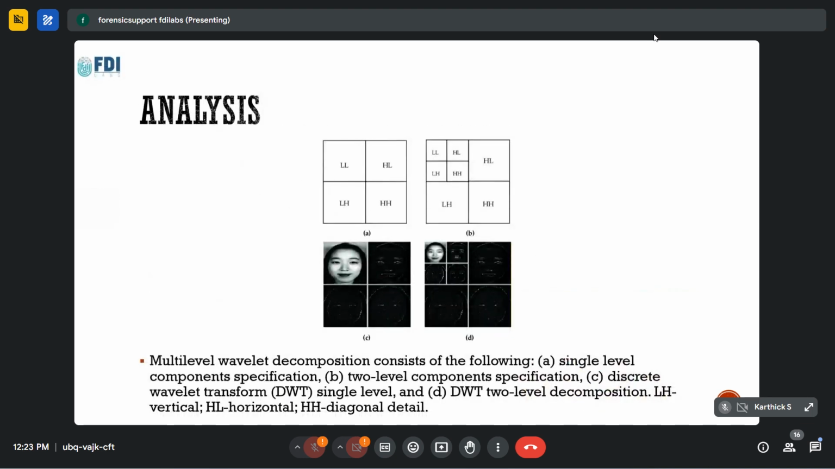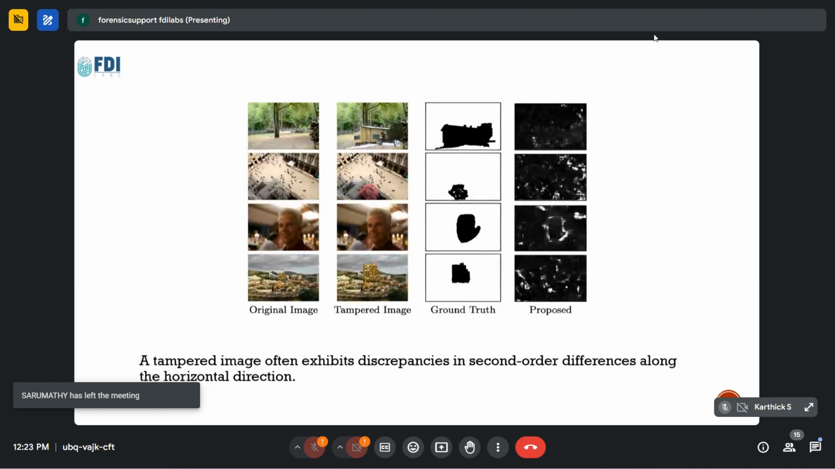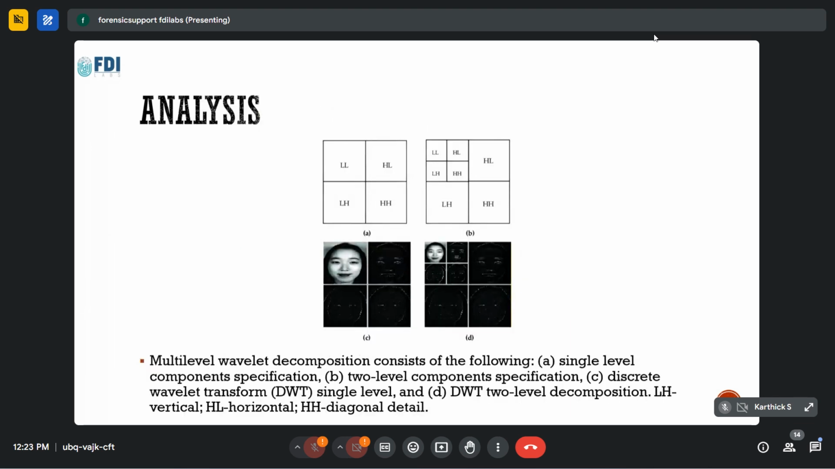So that's all for today's session. In the last session we saw the image editing techniques, and in this session we saw the analysis procedures used to detect these image editing processes. These are some of the scientific methods for analyzing the image editing process.